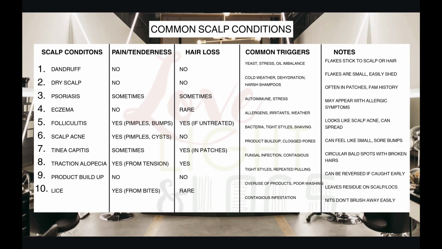And please note that it can be reversed if caught early. This is the most common form of alopecia. It's reversed all the time with topicals. Sometimes traction alopecia just goes away on its own.